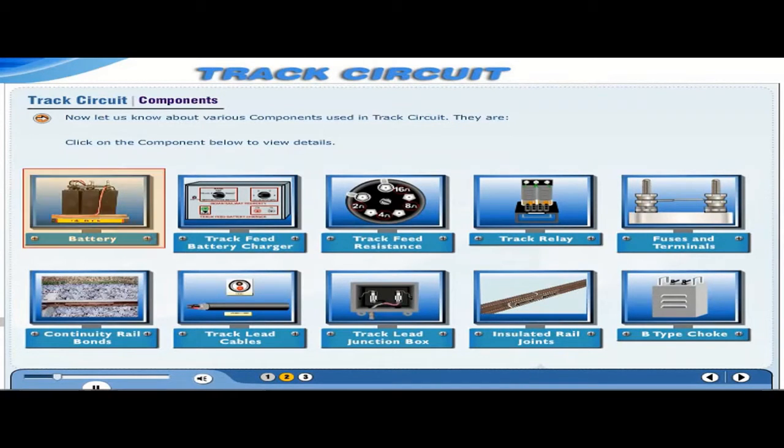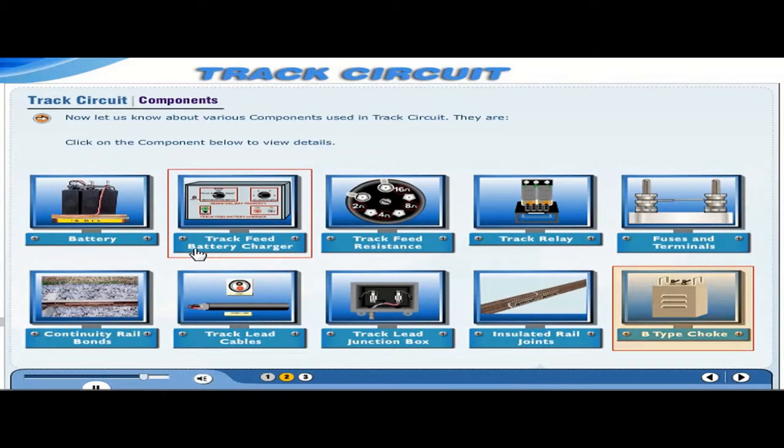These are battery, track feed battery charger, track feed resistance, track relay, fuses and terminals, continuity rail bonds, track lead cables, track lead junction box, insulated rail joints and choke B-type.